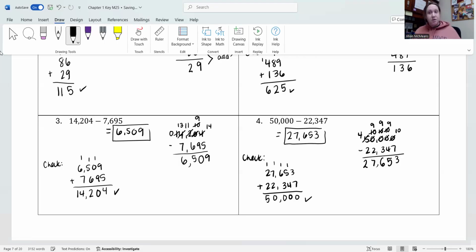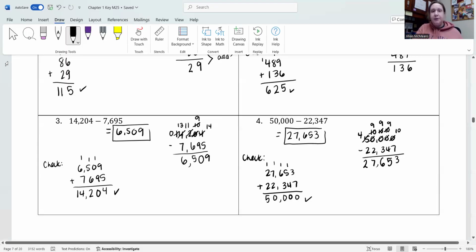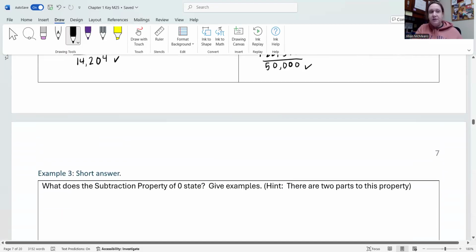Make sure you understand how to do this by hand. Again, I will for sure assess you in some way, shape, or form where you have to show me that you can add and subtract without using a calculator. There will be times where the calculator is completely acceptable, but in this case, you need to know how to do this by hand.